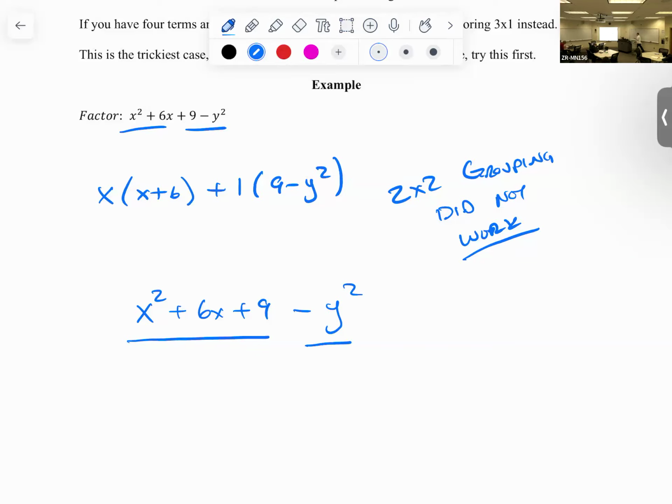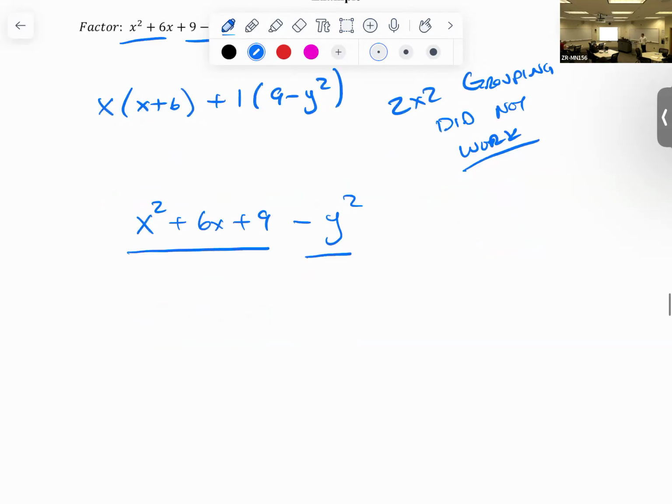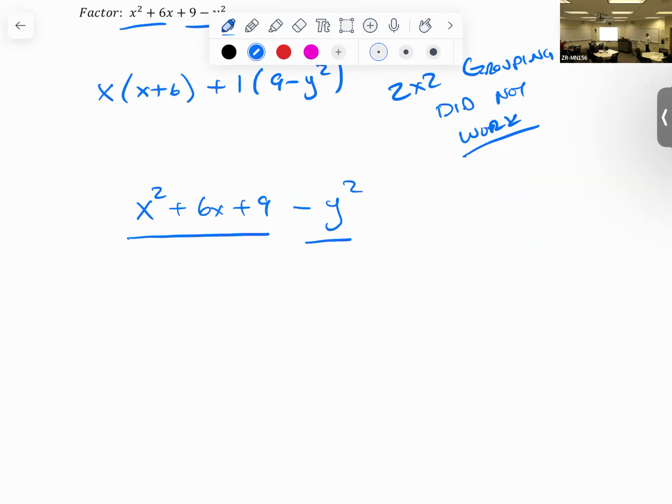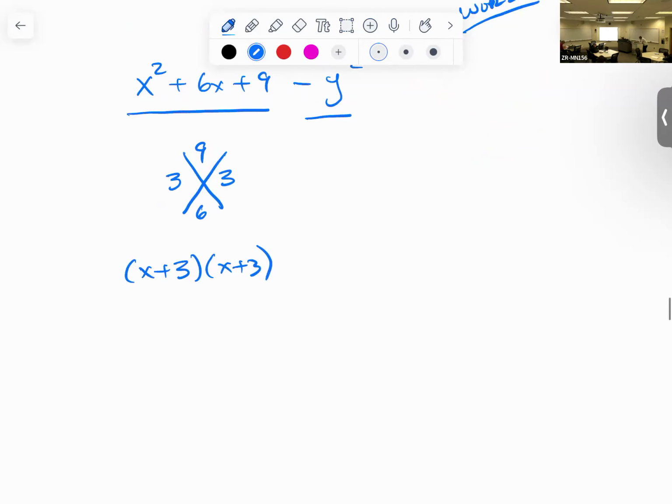So we just have a different set of underlined values. Of those first 3 terms, notice what we have. So ignoring the negative y squared, x squared plus 6x plus 9, what is that? That's a quadratic. And what technique do we use to factor quadratics? The diamond. 9 and a 6. 3. x plus 3 times x plus 3, AKA x plus 3 squared.